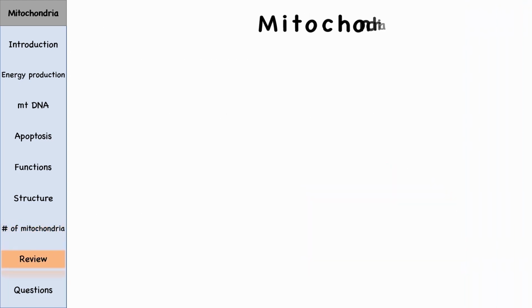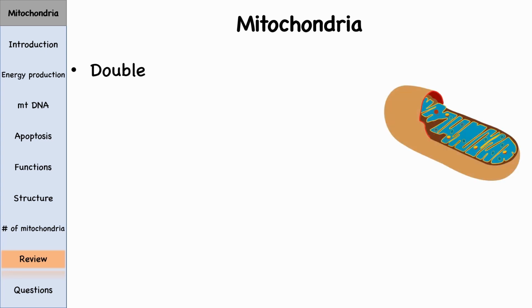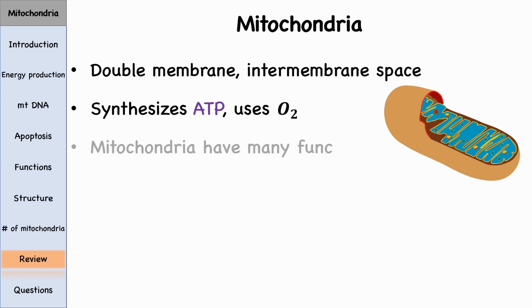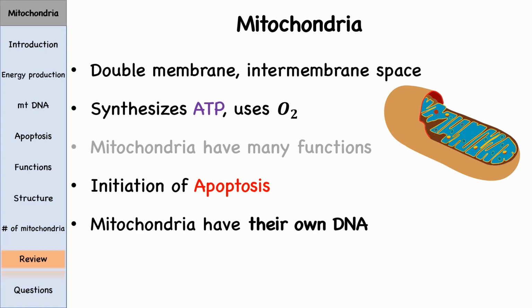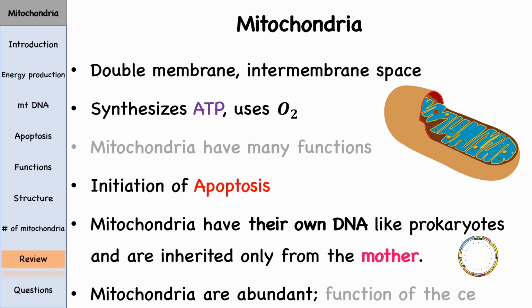Now let's review the main points of the lesson. Mitochondria are organelles with a double membrane and an intermembrane space. It synthesizes the necessary ATP for the body, using the oxygen that enters by osmosis through the membrane. Mitochondria have many other functions, including the initiation of the process of apoptosis. Mitochondria have their own genetic material, like prokaryotes, and are inherited only from the mother. Mitochondria are abundant according to the function of the cell.